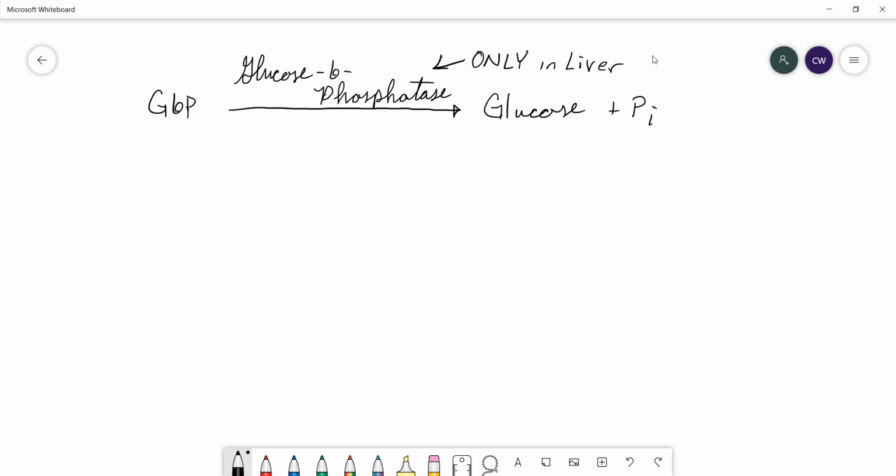Sorry. Liver, kidney, and intestines. This is what happens when I don't read my notes.